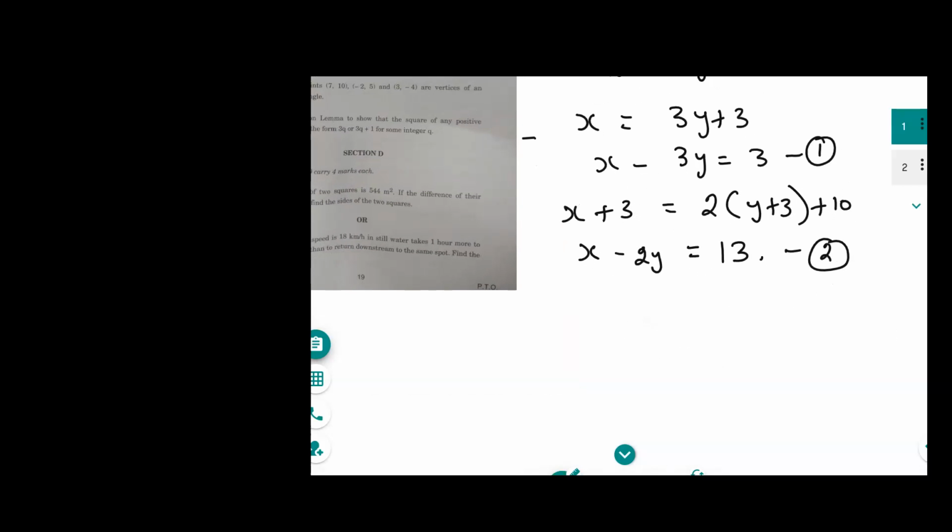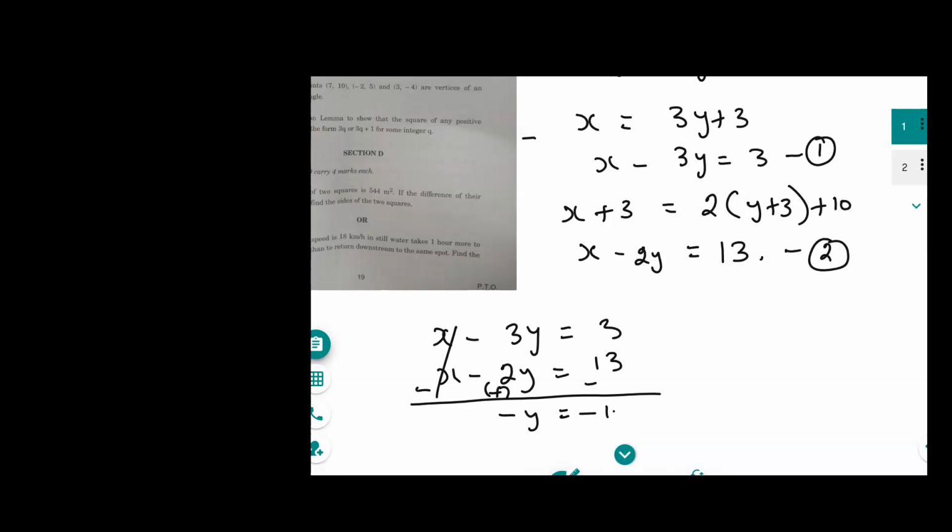Now solving both the equations, the first and the second, we get x minus 3y is equal to 3, x minus 2y is equal to 30. Subtract both the equations. So that would give you minus y is equal to minus 10, or y is equal to 10. If y is equal to 10, that is the son's age is 10. So x is equal to 3 times 10 plus 3, which is equal to 33. So the father's age is 33.